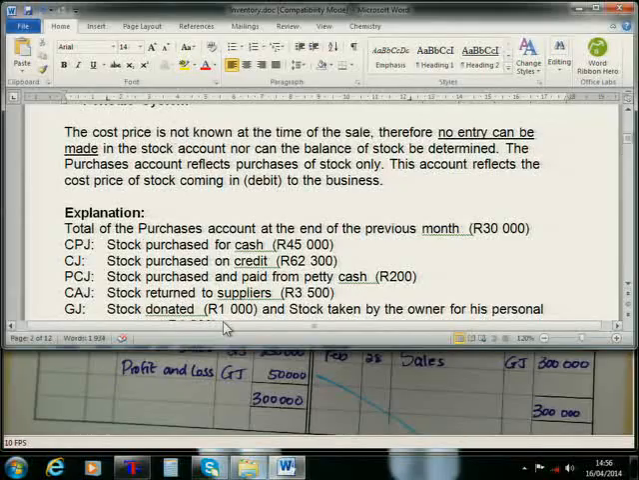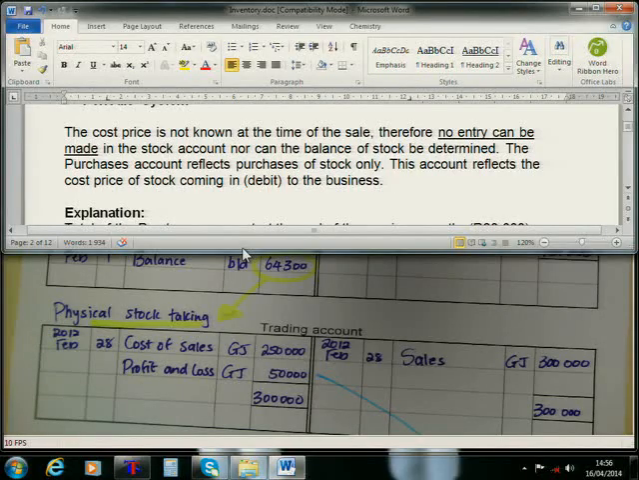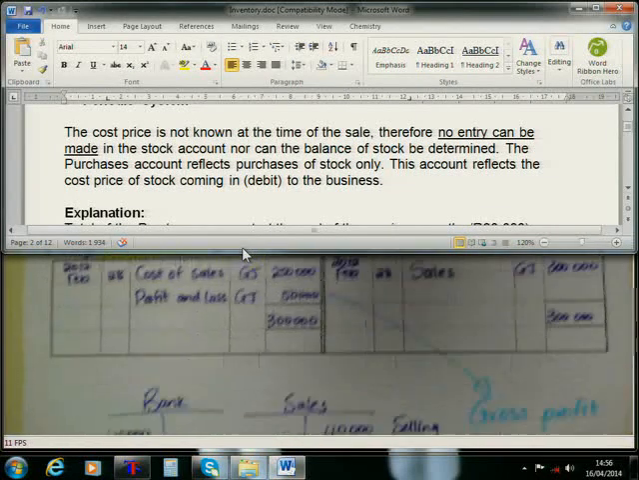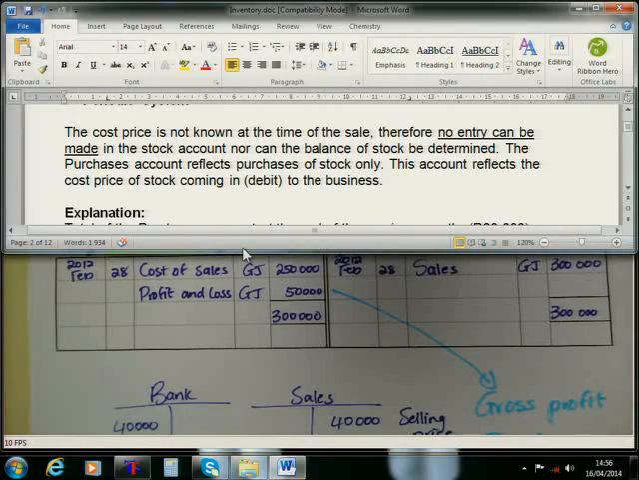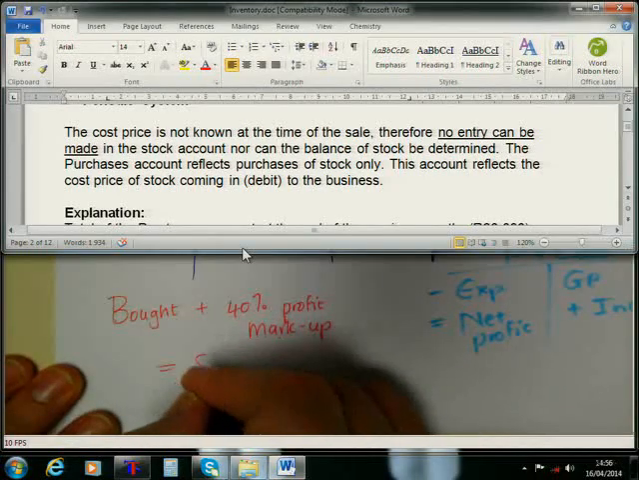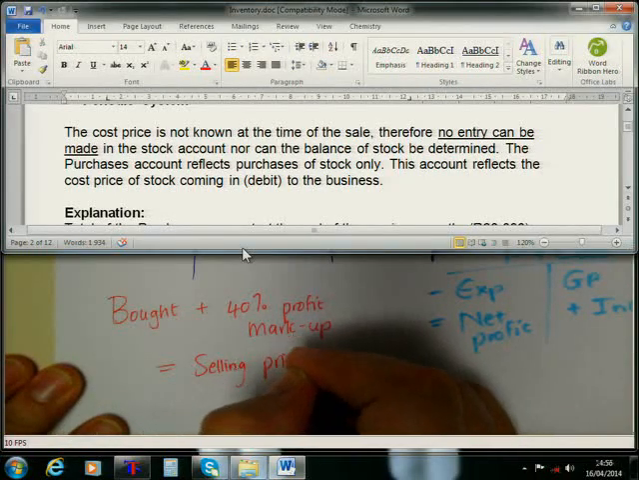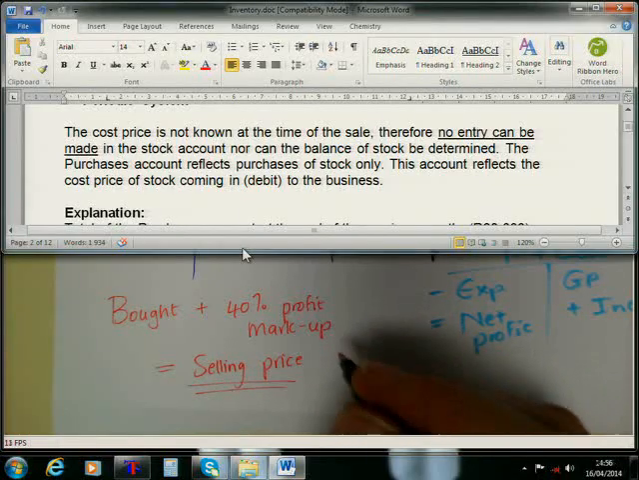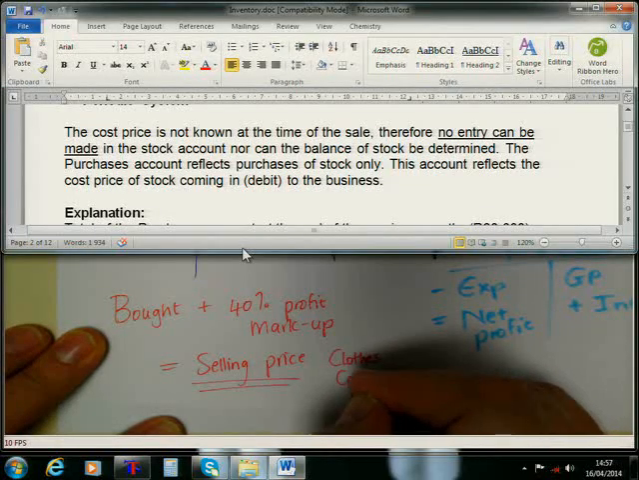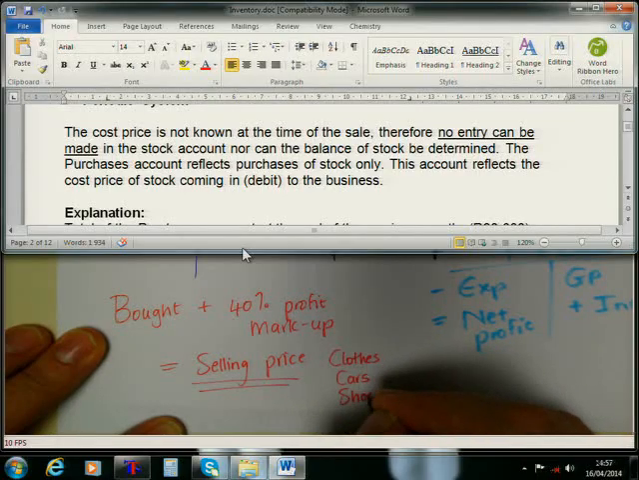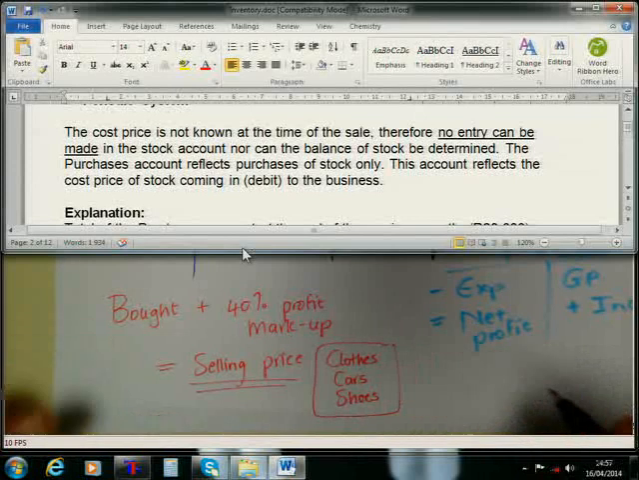Okay, what is the difference between the two? Basically, if you've got a set profit markup, if you bought something and you add a 40% profit markup, which gives you your selling price, and you basically trade in one certain thing, like clothes, maybe clothes, or cars, or shoes, but you trade basically in one thing. Then you can do this.